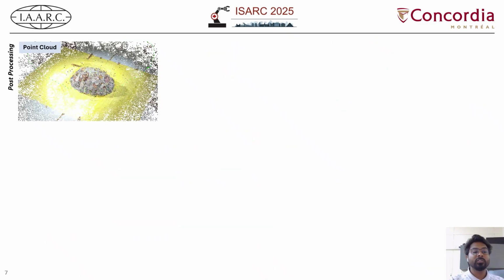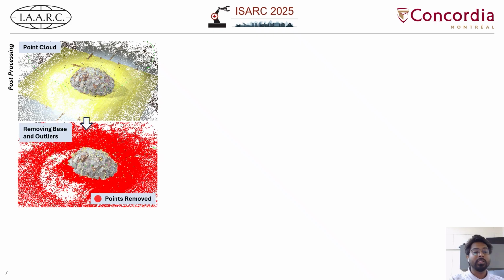Now moving on to the post-processing part. Once the point cloud was extracted, we performed base and outlier removal utilizing hybrid segmentation techniques of RANSAC and DBSCAN. And once the points were removed, we eventually extracted the C&D waste stockpile to calculate the volume of it.